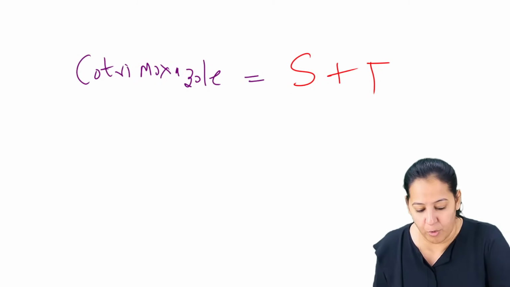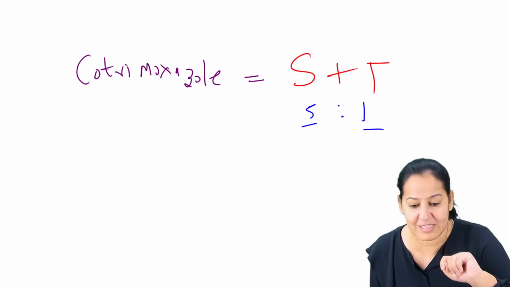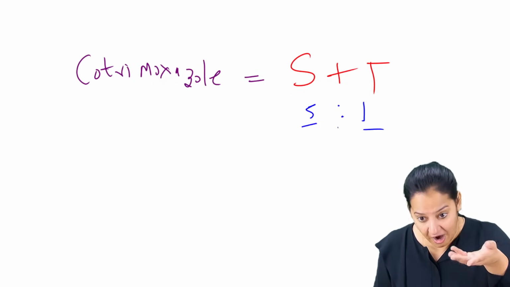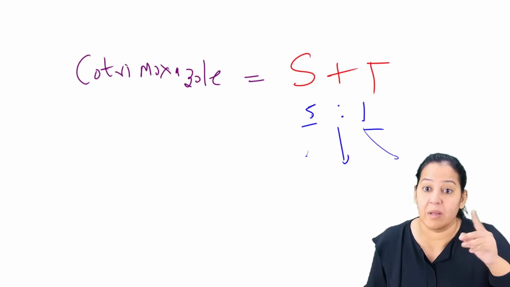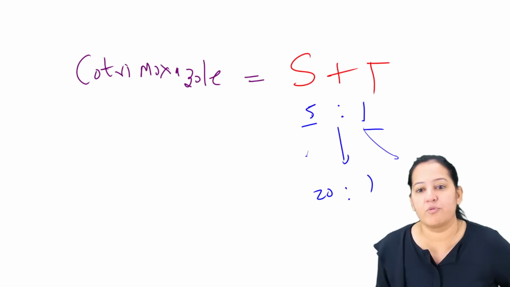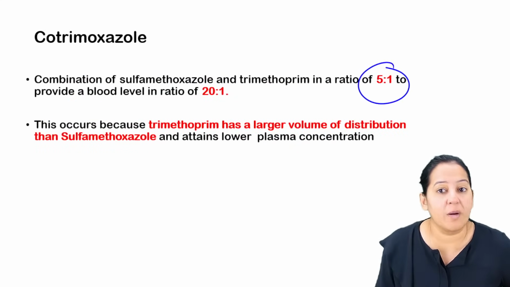But they are given in a proportion of 5:1, है ना? So 5 milligram of this and 1 milligram of this. It's always given 5:1, so that after going in the body, this will also dissolve, this will also dissolve. It is not 100% the drugs are absorbed. After going in the body, their concentration will become 20:1, है ना? Because of different volume of distribution.